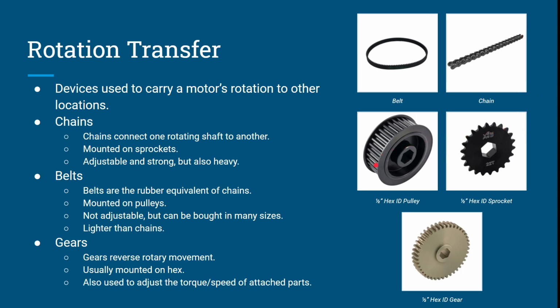Belts are the rubber version of chains and sprockets, so belts and pulleys. And then you have gears, which mesh directly with each other. So when this one spins in this direction, this one spins in the opposite direction, which can be used either to reverse motion or to get some sort of a reduction.